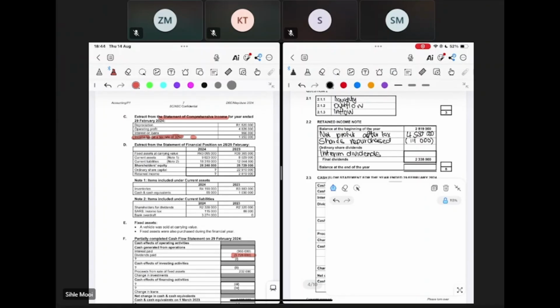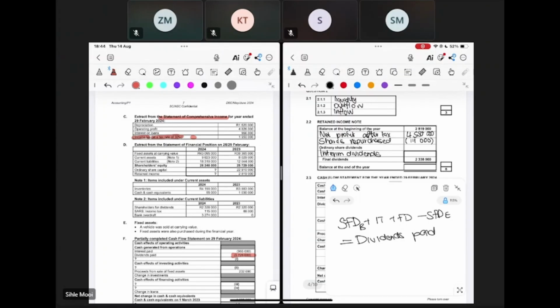The formula to calculate what your dividends paid is: shareholders for dividends at the beginning of the year plus your interim dividends plus your final dividends minus your shareholders for dividends at the end of the year, right? That's the formula, and that will give you dividends paid.